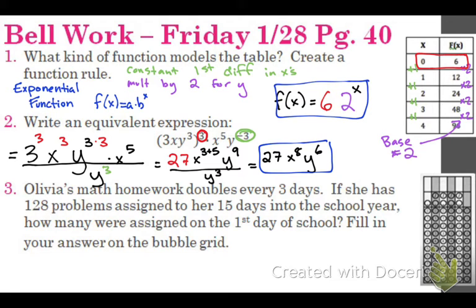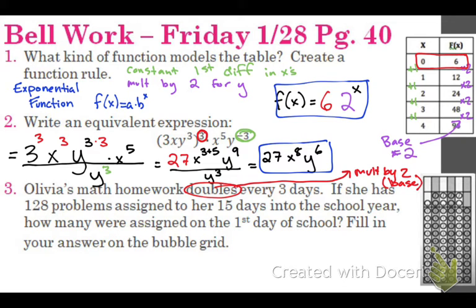That's a lot of information all at once. So let's look at it piece by piece. What is the first thing they tell us? That her homework doubles, yeah. What does it mean when something's doubling? We're multiplying by 2. What function model do we use when we're multiplying by the same amount every time? The exponential. We used it up above. So that's going to be our base.